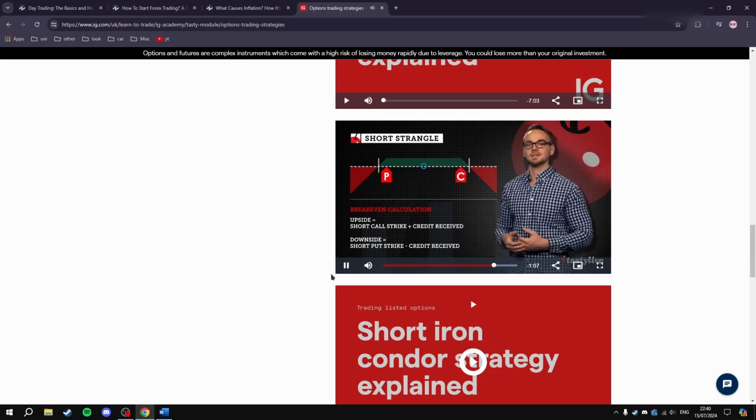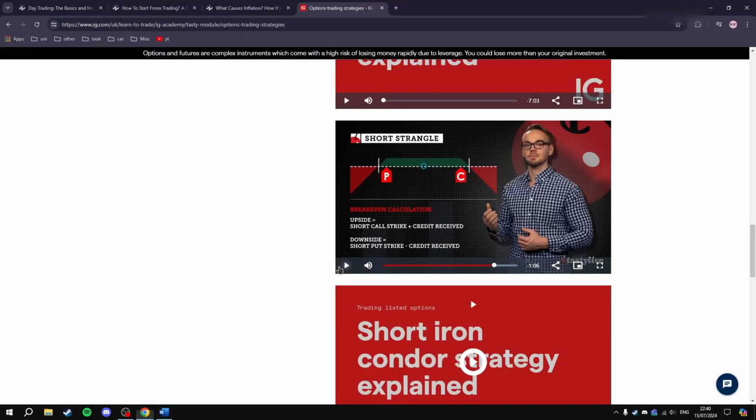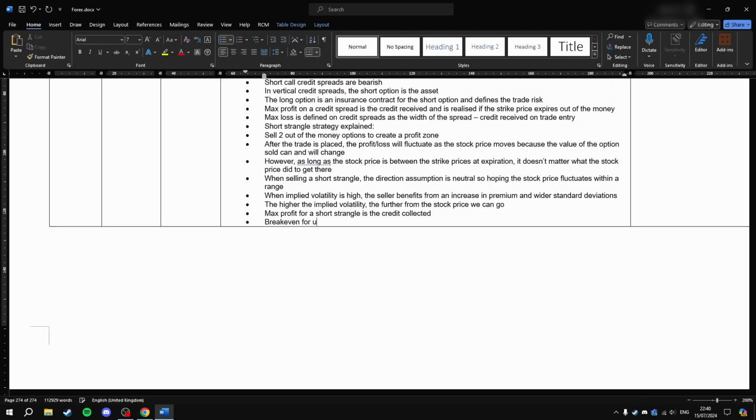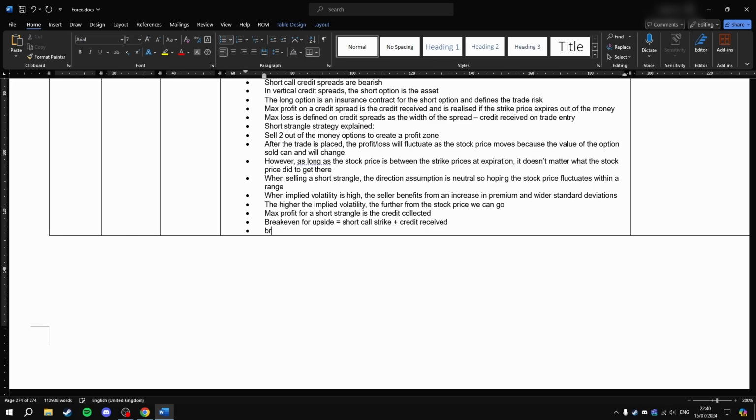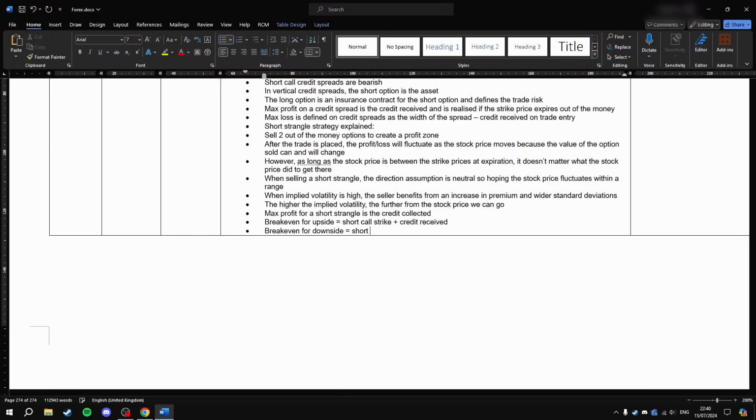So, using the credit from selling both options, break-even for upside is equal to short call strike plus the credit received. Break-even for downside equals short put strike minus credit received.